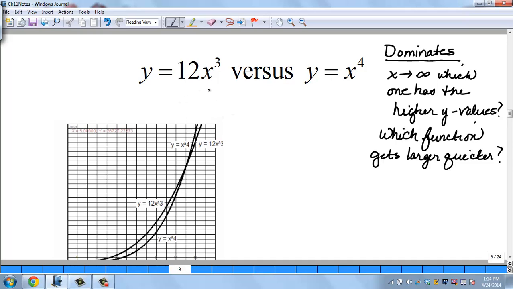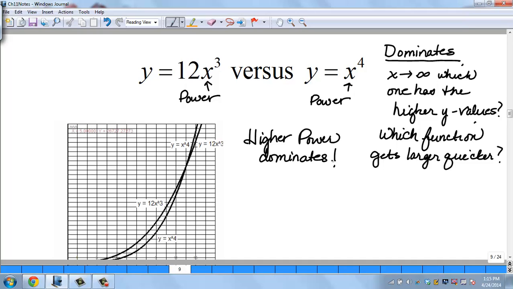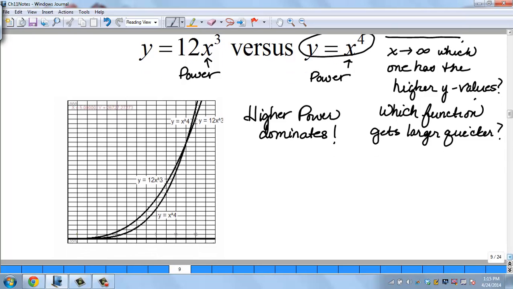So I see my x is down low, so this is a power function here. My x is down low here, so this is also a power function. So now I'm doing power versus power. Which one dominates? Which one gets larger, quicker? And in this case, the higher power wins. It does not matter what the coefficient in front is. The higher power is going to dominate. So in this case, this function is going to dominate or get higher, quicker.